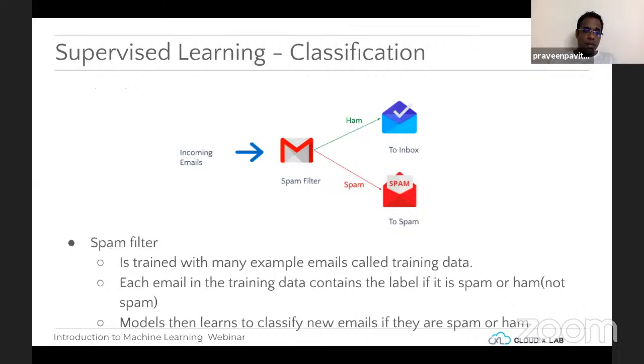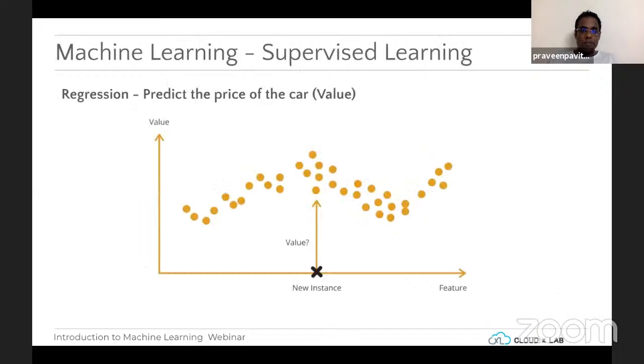Okay. So as we specified, the spam filter is trained with lots of example emails. That's training data. You would start with a large dataset, maybe 10,000 emails, and for each email you would specify if it's spam or ham, and then you would train and create a model out of that, and that model would finally classify new emails and say if they're spam or ham. So that's how this works.